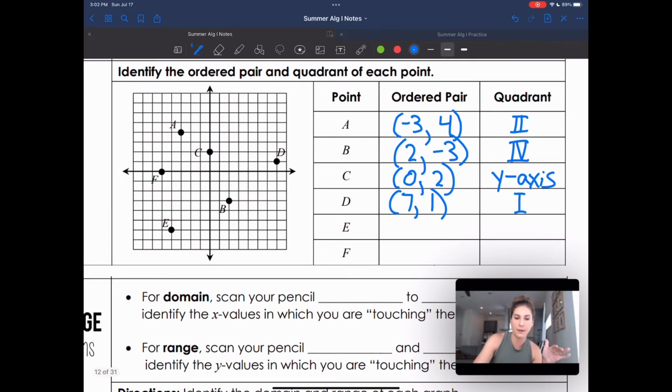Okay, we are on point E. Let's locate that. That is down here. So that would be quadrant 1, 2, 3. Quadrant 3. And let's find that coordinate.